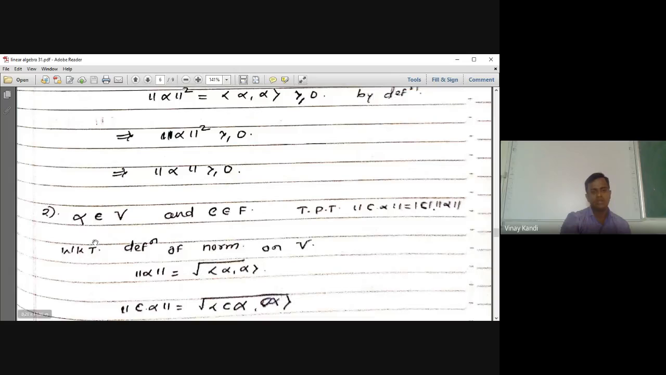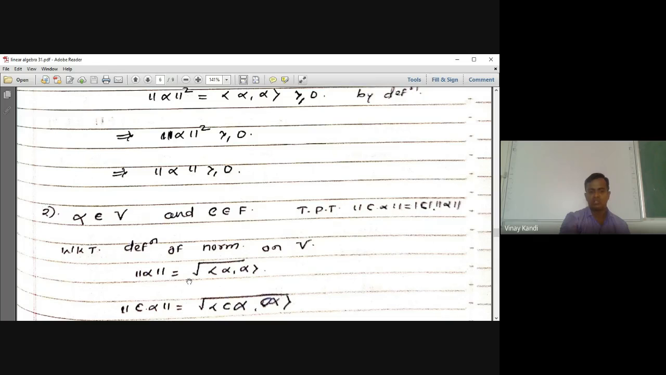Let alpha belong to V and let C be any element from the field F. Now, to prove that norm of C alpha is equal to mod C into norm of alpha. We know the definition of norm of V.